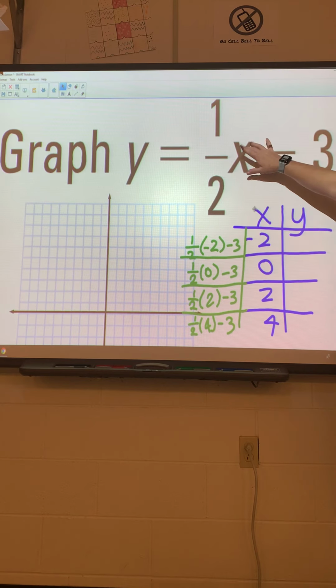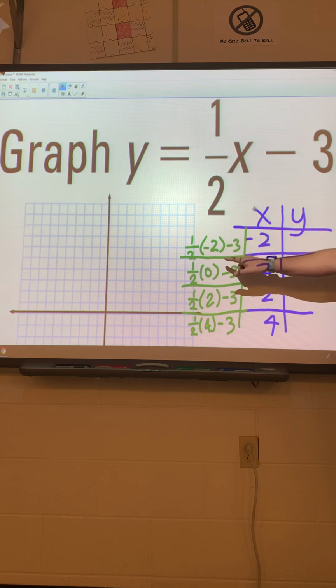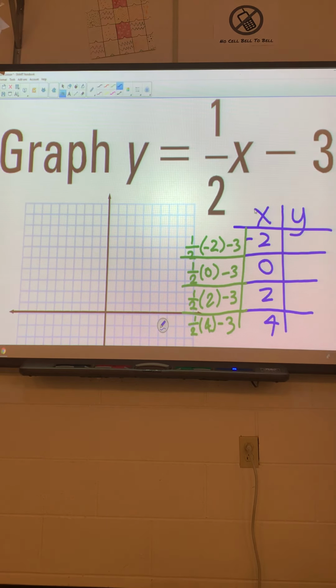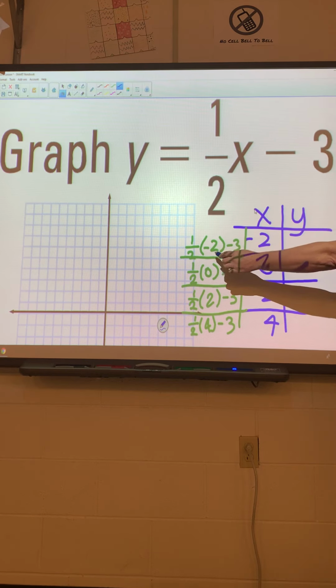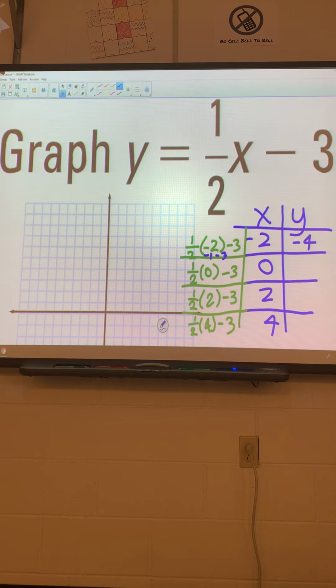So we just put them in to the X. I picked my X's. You can pick whatever you want. And when I write this out, I'm doing that for you. You do not have to write that out every time. So this gives me -1 minus 3, which is -4. You fill in the rest of that and then graph those points.